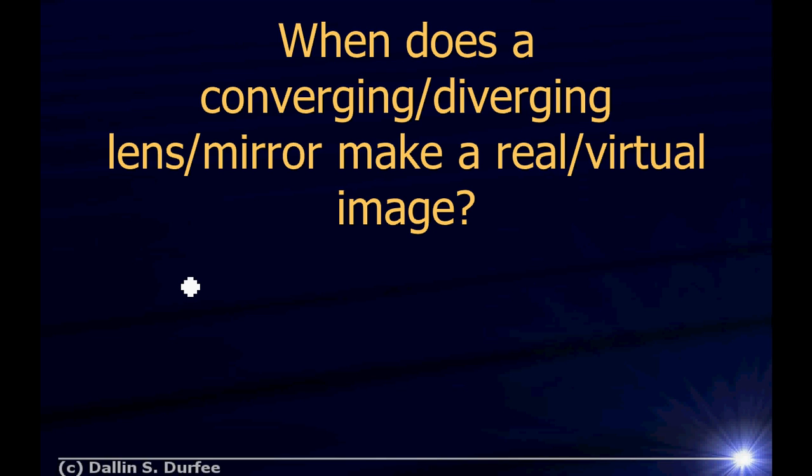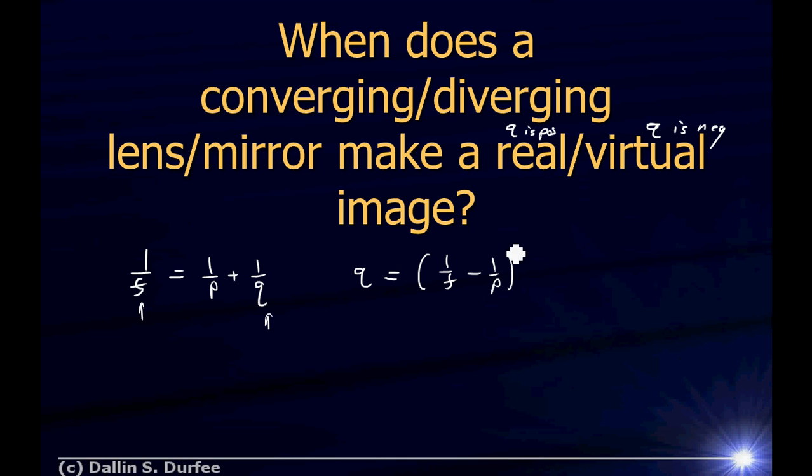Now, when does a converging or diverging lens or mirror make a real or a virtual image? Remember, a virtual image happens when Q is negative, and a real image happens when Q is positive. So if we look at our equation that's good for both mirrors and lenses, 1 over F is equal to 1 over P plus 1 over Q. If F is positive, Q will be positive as long as what? Let's just solve this. Q is equal to (1 over F minus 1 over P) raised to the minus 1.